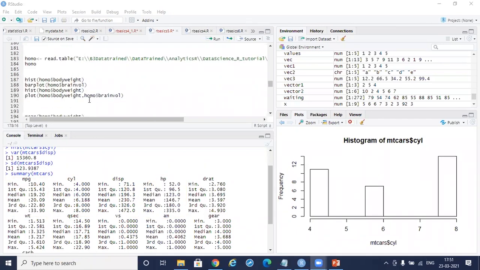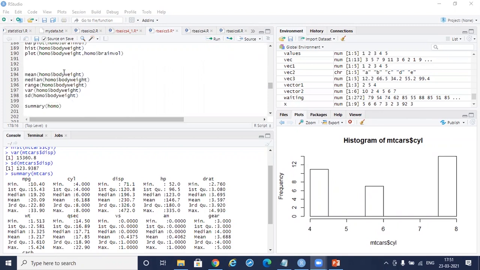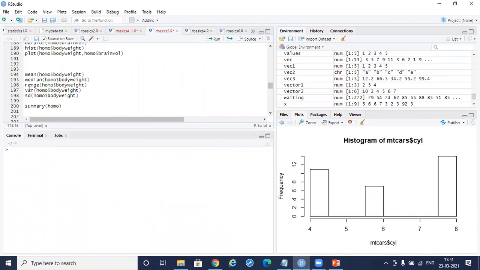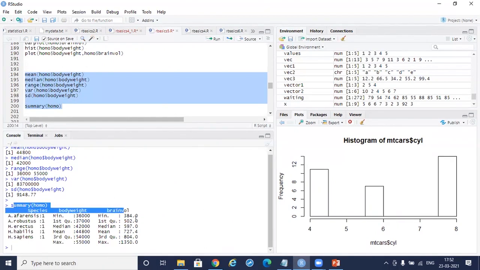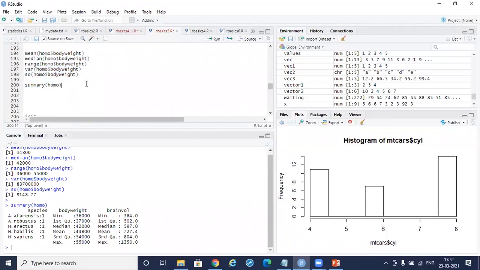In a similar way, we can take any other as well. Suppose homo is one of the cases. Suppose I want to find out the mean, median, variance, range, standard deviation, and summary of the homo data. One can give it. Here it shows the mean, the median, the range, and variance of body weight inside the homo file, and the summary shows all the species, body weight, and brain volume as well. So in this way one can work here.